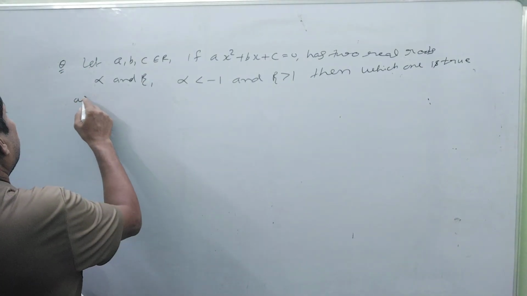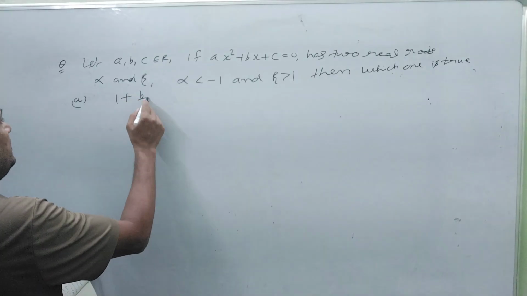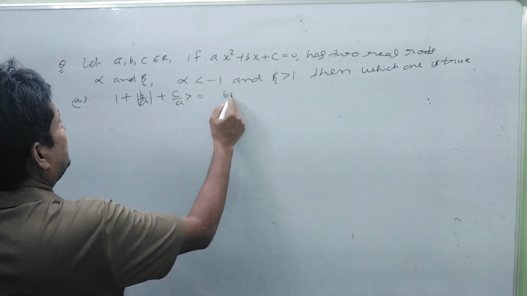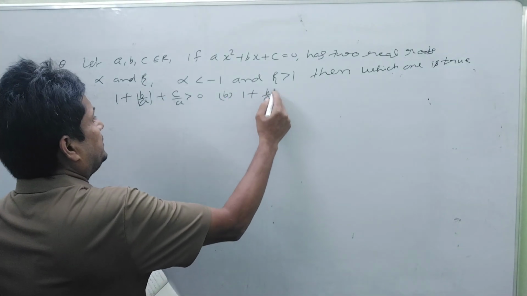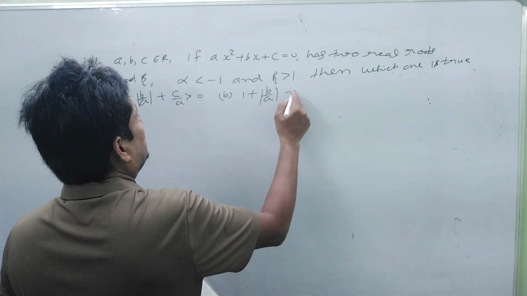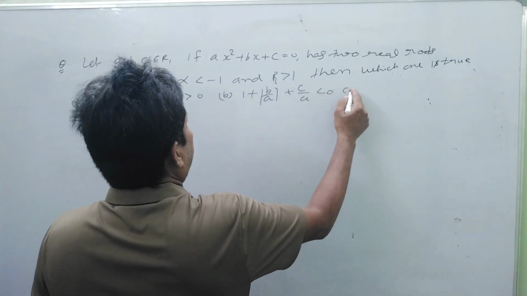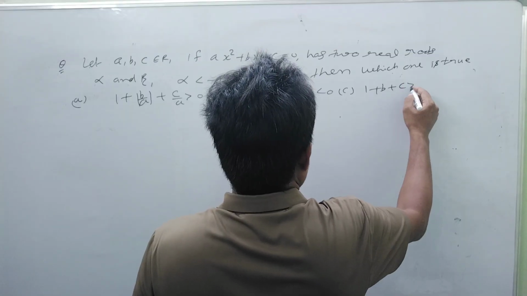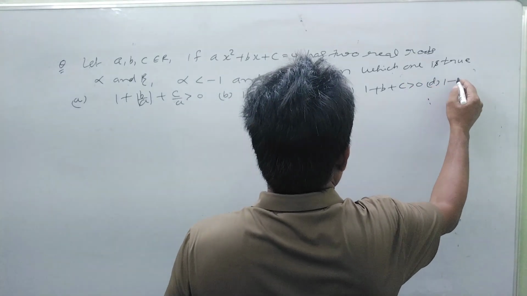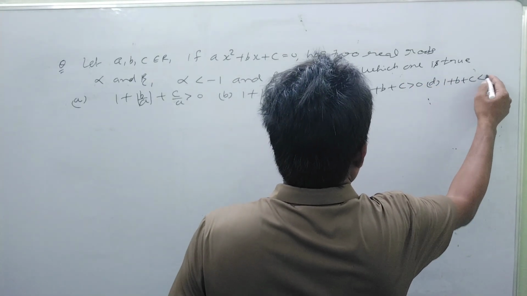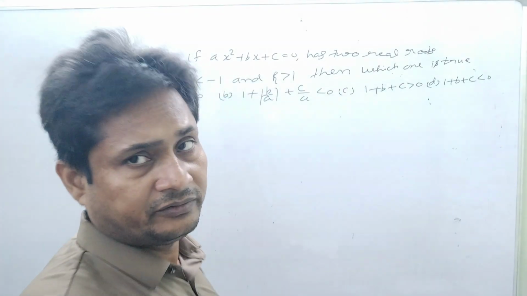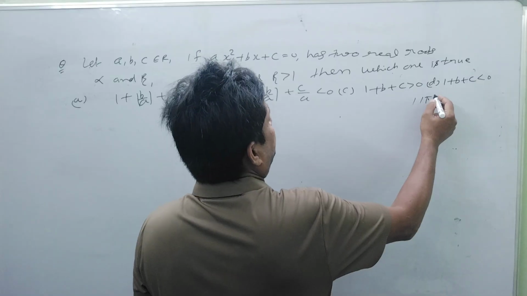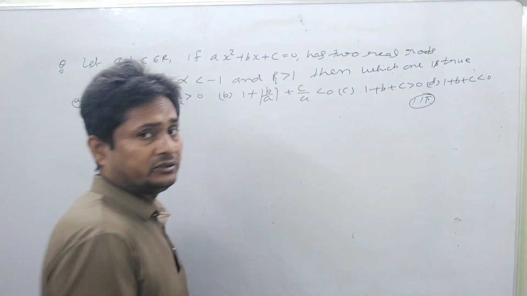First option is 1 plus mod b by a plus c by a greater than 0. B is 1 plus mod b by a plus c by a less than 0, and C is 1 plus b plus c greater than 0, and D is 1 plus b plus c less than 0. These are the four conditions. This question also has been asked in IIT JEE. Now how will you approach this question?